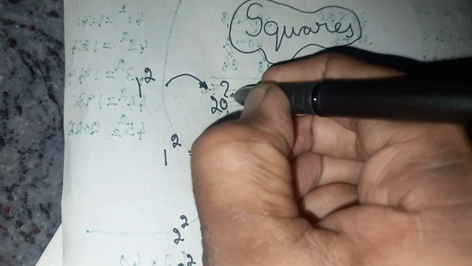This is how I made squares from 1 square to 20 square. I'm going to make more like this.